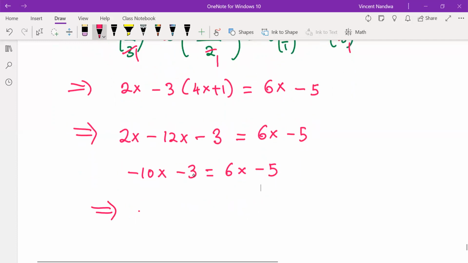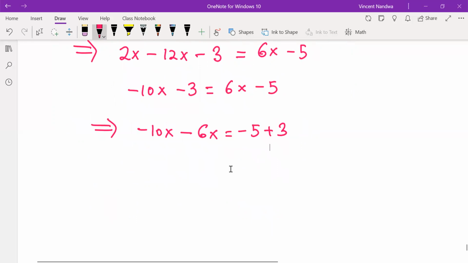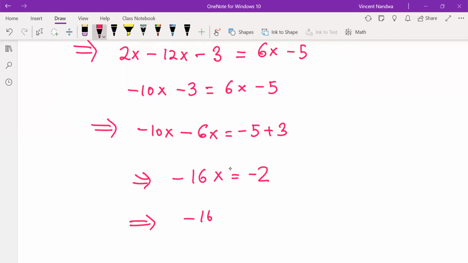So we collect like terms, so we bring 6x to the left-hand side, and the constants to the right, so it will be minus 5 plus 3. Minus 10x minus 6x gives us minus 16x equals minus 2. And for us to get x, we divide both sides by minus 16. So therefore, x is 1/8.